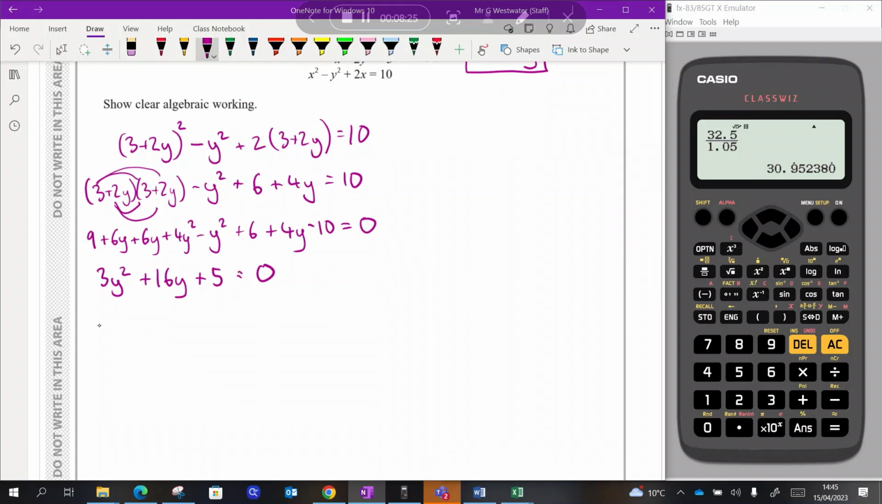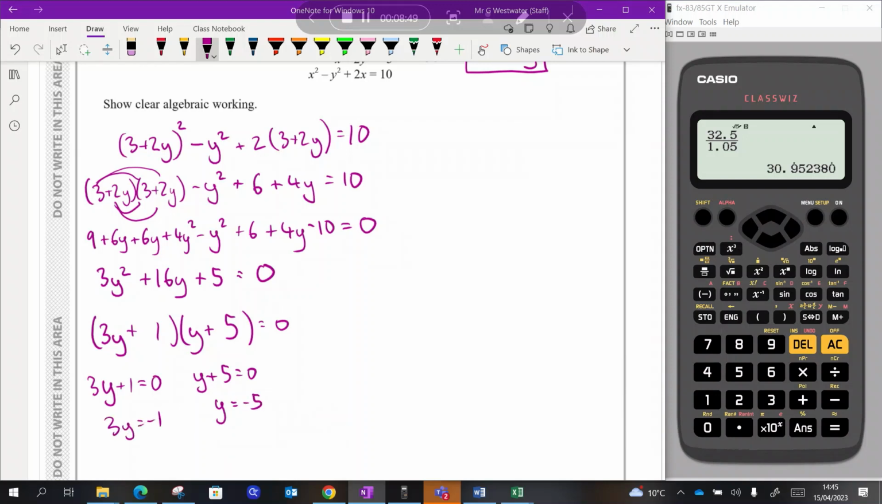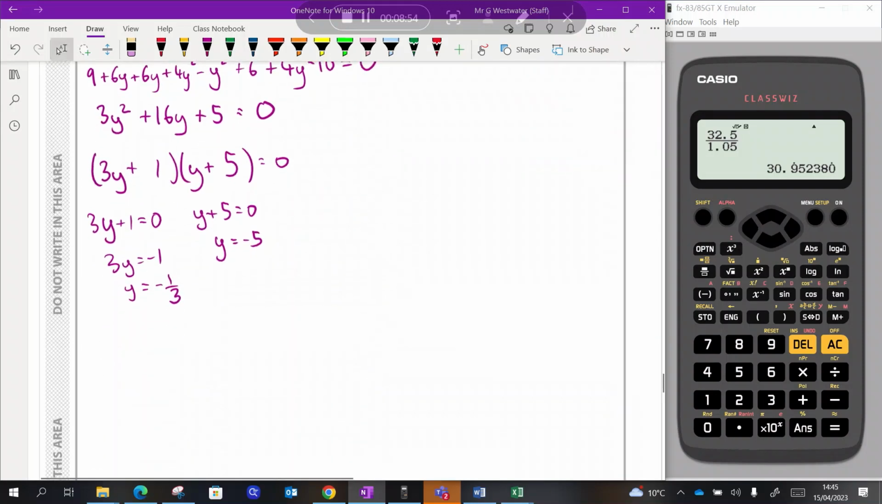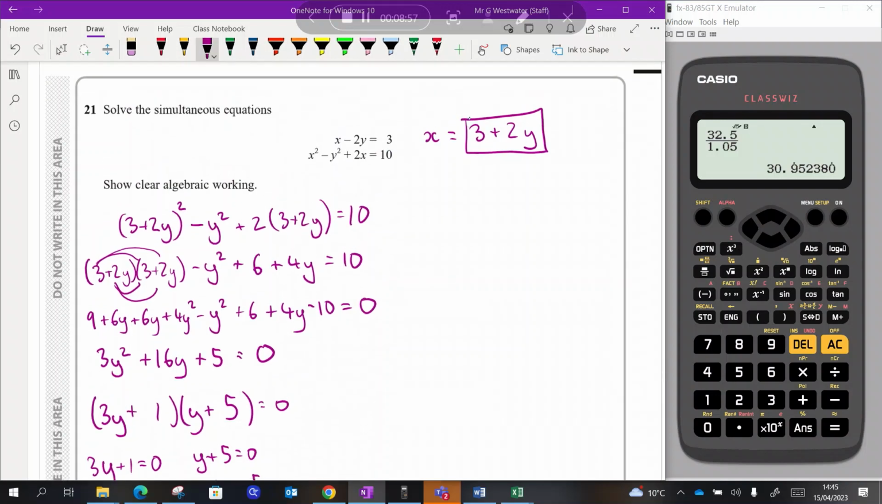Now straight away I can see how this can factorise again, but you can use the quadratic formula. So I want 3, I know this is a plus plus, 3 times 5 for 15, and plus another 1 equals 0. So 3y plus 1 equals 0, or y plus 5 equals 0. So y equals minus 5, or 3y equals minus 1, and y equals minus a third. But we're not quite done there. I'm now going to substitute it into this equation here, x equals 3 plus 2y.